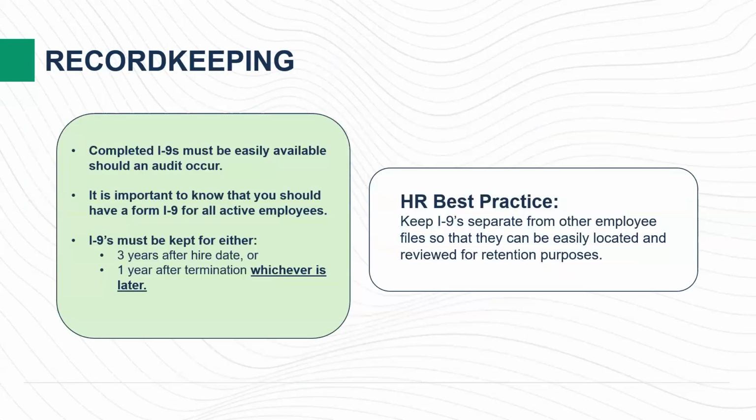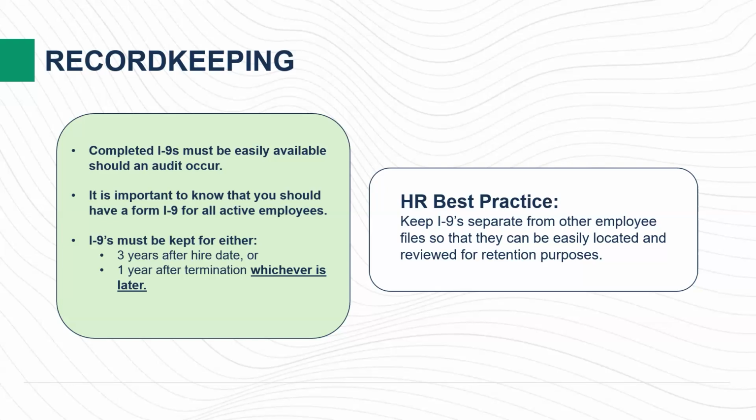All right, record keeping. We've talked about they must be easily accessible, available should an audit occur. It is important that you have an I-9 for every active and on leave employee. Okay. I-9s need to be either kept for 3 years after their hire date or 1 year after termination, whichever is later. Okay. Go through your I-9s regularly. So either every time you have a new hire or at least quarterly, put a calendar reminder.